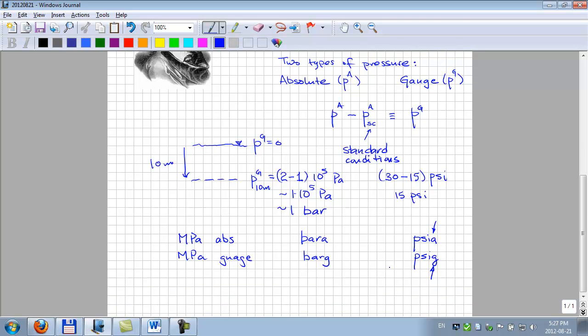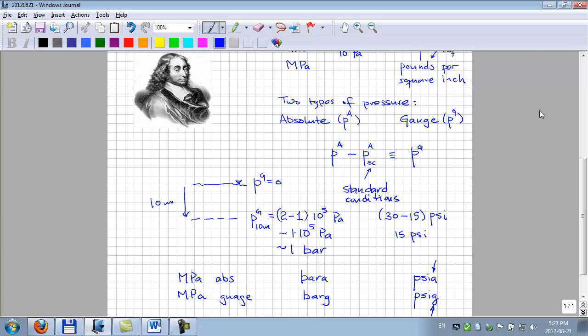And what most people have learned in high school and in other disciplines, they only use absolute pressure. Okay? But in our industry, you have to use both. And you have to specify what it is.